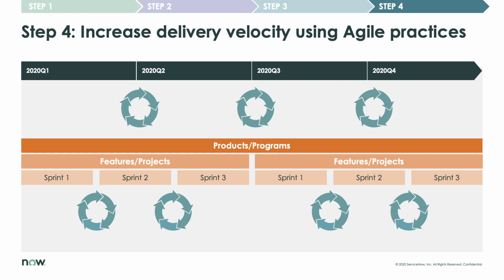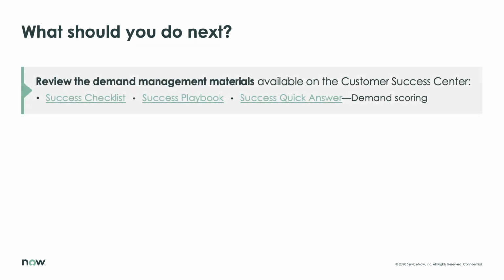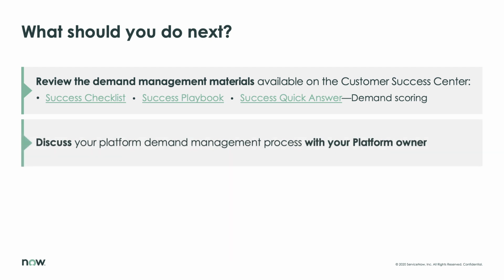Now that you understand the demand management process, what should you do next? First, take time to review the success checklist and playbook we have on the Customer Success Center. These materials will give you more details on the demand management process. Second, review your current demand management process against our recommended practice. Are there areas where you could do better? Are there any quick wins you can aim for? This is where the insights and expert tips from our playbook will be helpful.